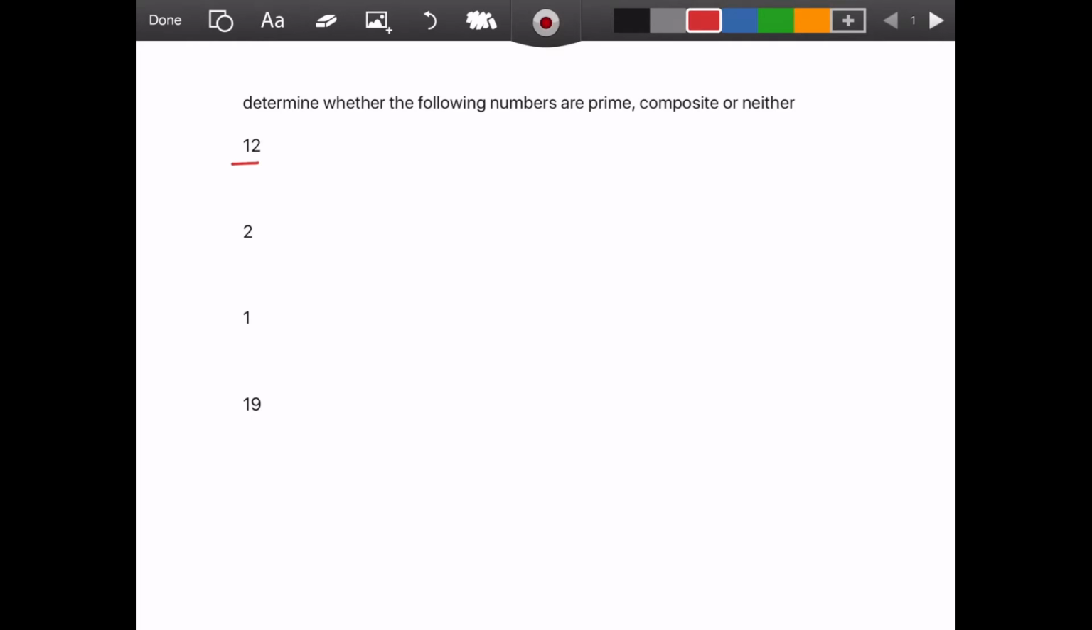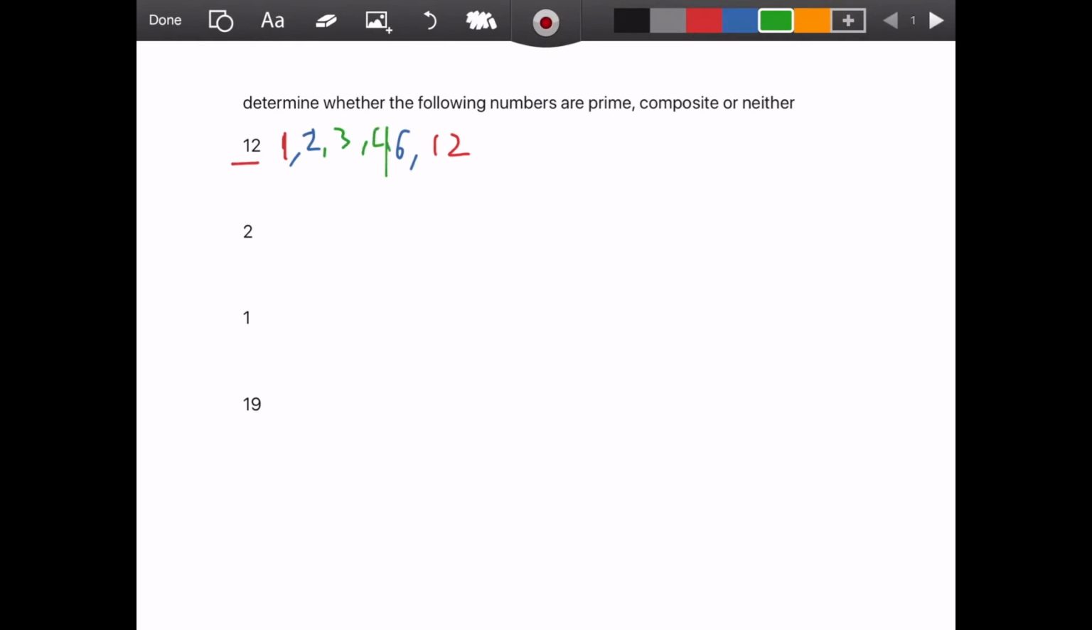Okay, look at our example 12. And let's think about the natural numbers that can be divided into 12 without having any remainder. Okay, we know it's clearly divisible by 1 as well as 12, right? What else? How about 2? Yes, it is divisible by 2 and also 6. What else? What about 3? Yes, it is divisible by 3 and 4.